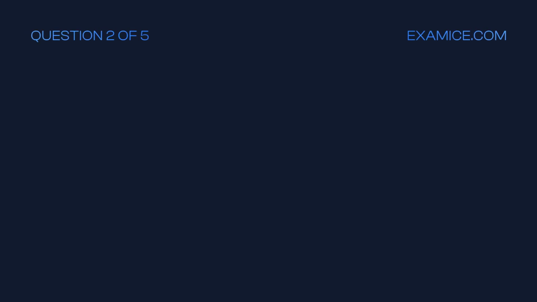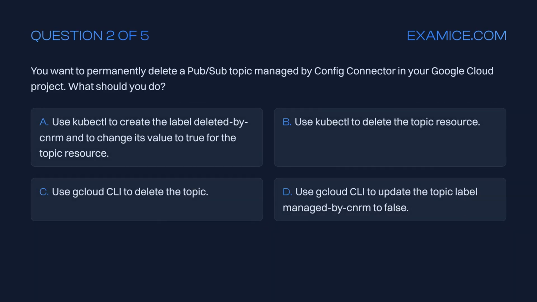Question 2. You want to permanently delete a Pub/Sub topic managed by Config Connector in your Google Cloud project. What should you do? Option A. Use kubectl to create the label deleted by CNRM and to change its value to true for the topic resource. Option B. Use kubectl to delete the topic resource. Option C. Use gcloud CLI to delete the topic. Option D. Use gcloud CLI to update the topic label managed by CNRM to false.